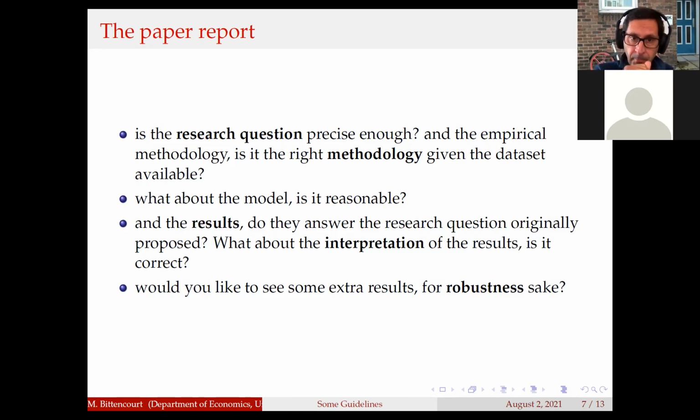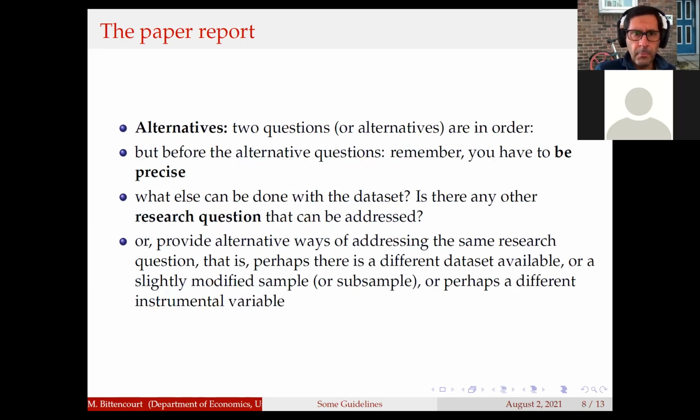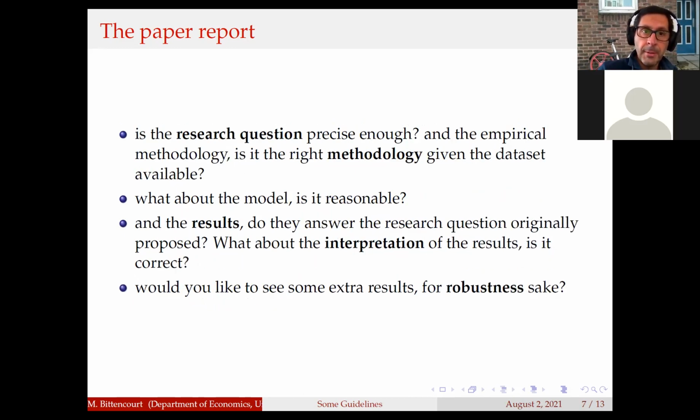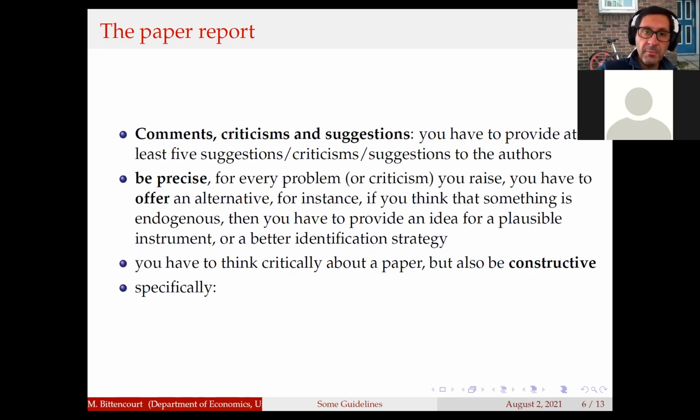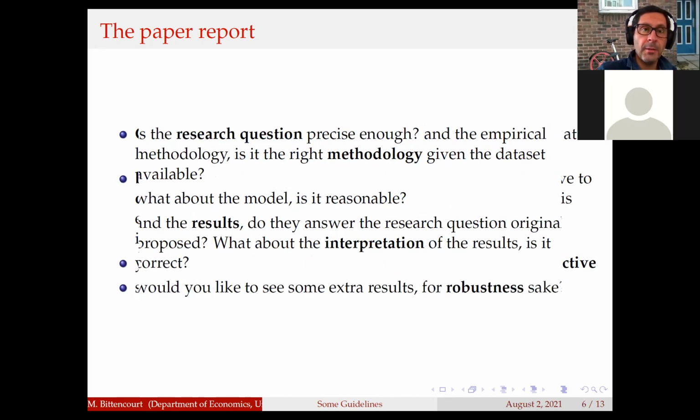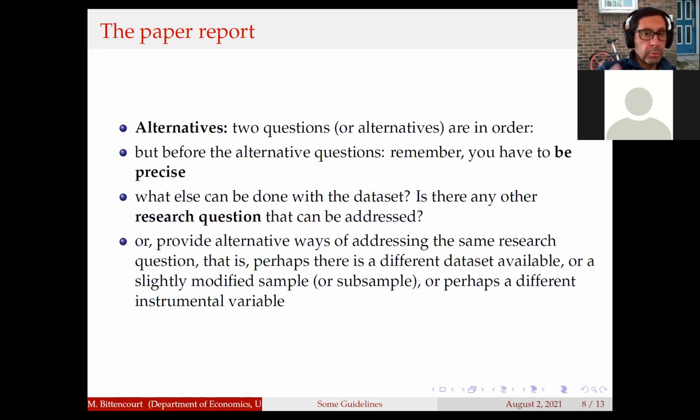Would you like to see some extra results for robustness sake? That's also a fair comment. Alternatives, two questions, all alternatives are in order. So we are still on the comments, criticisms, and suggestions, right? Alternatives, two questions or alternatives are in order.